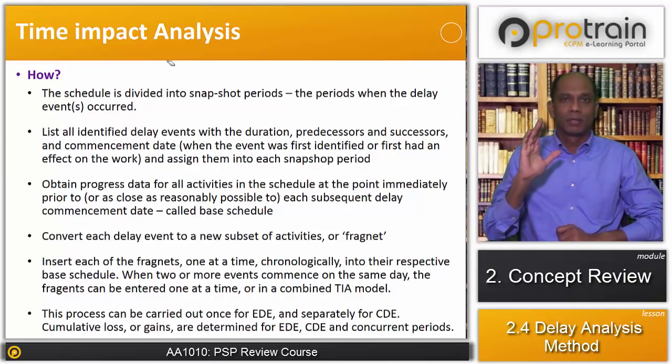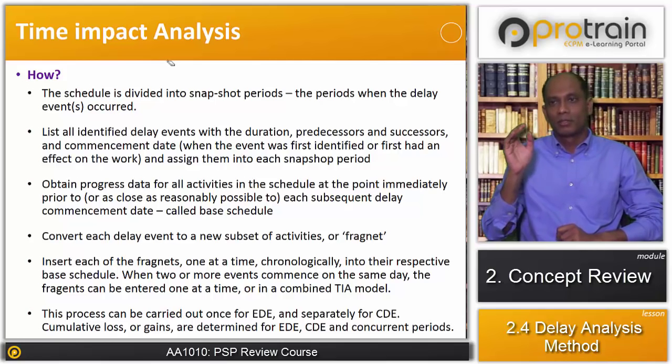Let me take an example. Say a project is of 20 months and the delay happened in the 6th month of the project. What we will do is take a schedule update until the 6th month of the project, and then we will impact that schedule with the delay events, and then we will see what the impact of those delays is in the updated schedule for the 6 months. When we take an example, we will have more clarity on that.